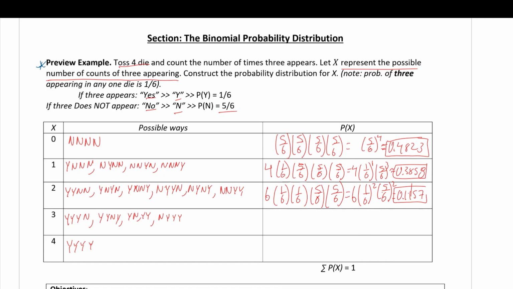Okay, so let's see. What do we get here? Well, we have 3 yes's and a no, right? And this is repeated 4 times, right? So we have 3 yes's. That's a 1/6, 1/6, 1/6, and a no. Again, it'll be 4 times 1/6 to the 3rd, 5/6 to essentially the 1 power. And of course, if we multiply this out and round to the nearest 10,000ths place, right, 4 decimals, 0.0154.